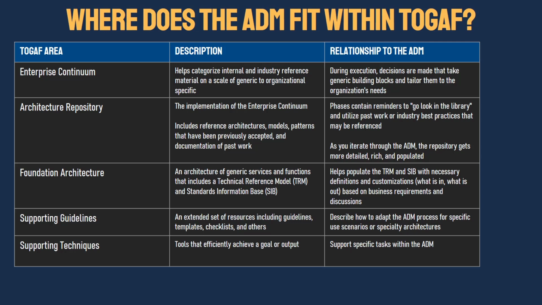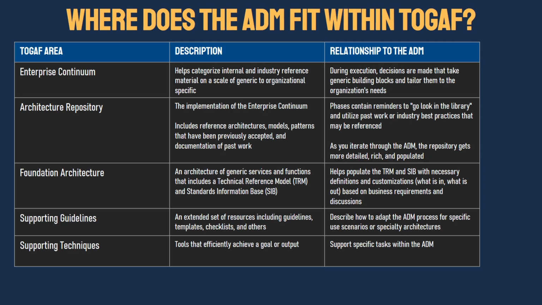Foundation architecture is all about an architecture of very generic services and functions that includes the technical reference model and the standards information base. The foundation architecture helps populate the technical reference model, or TRM, and the standards information base, or SIB, with necessary definition and customization. It talks about what is in and what is out of scope based on business requirements and the discussions you have had with stakeholders.